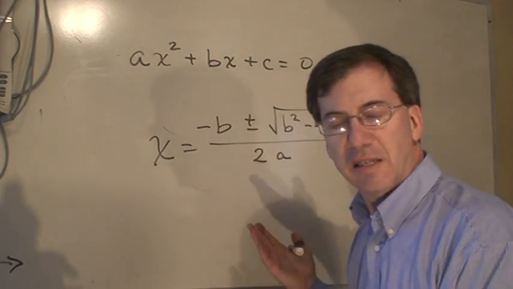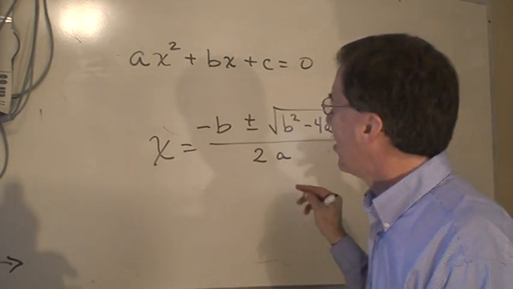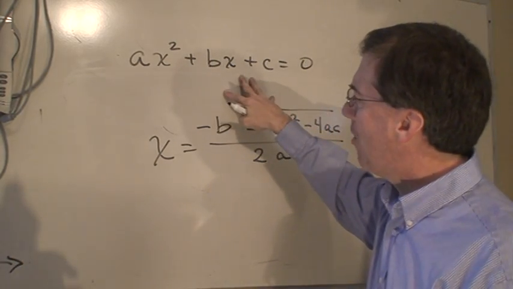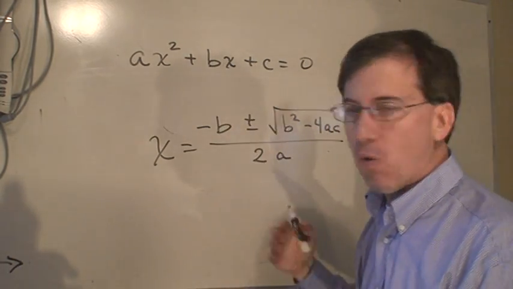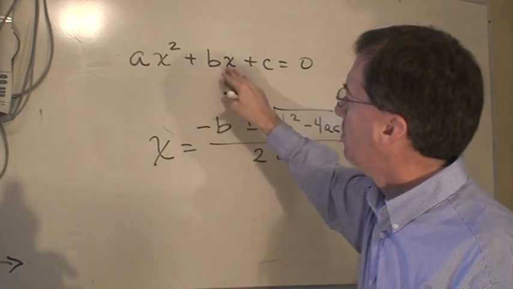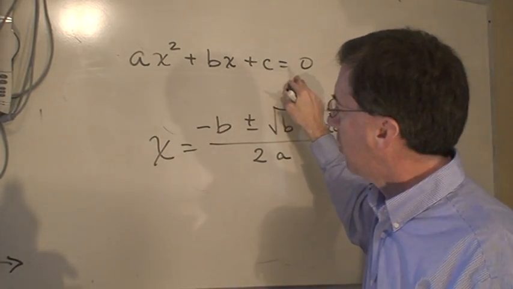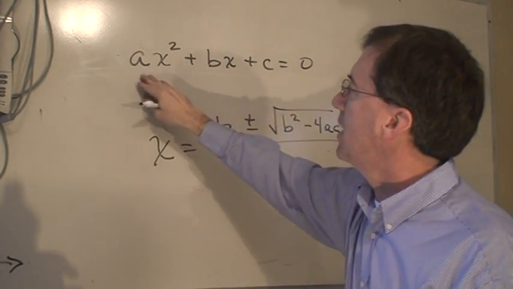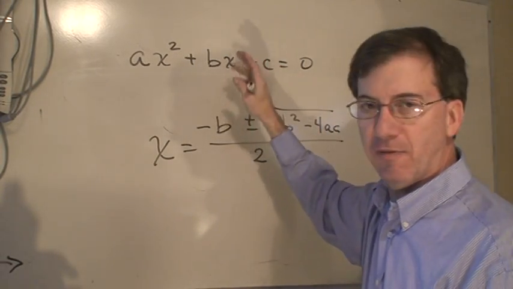Now the next type of problem we're going to look at, similar to number 3, deals with the quadratic formula. When I have an equation of the form ax squared plus bx plus c equals 0, a, b, and c are just numbers. Don't freak out on that. A, b, and c are just numbers. They can be positive or negative.